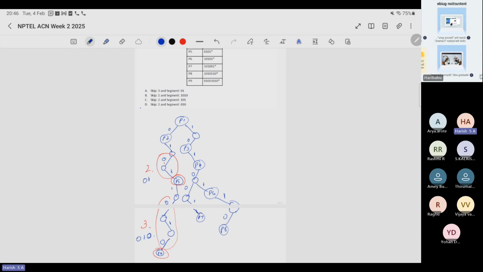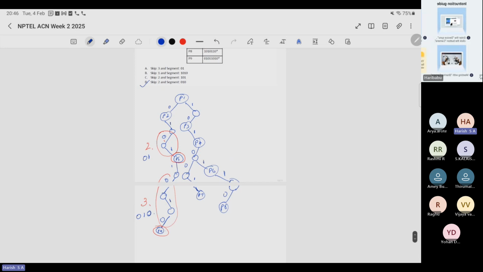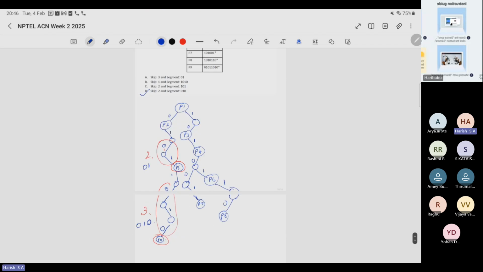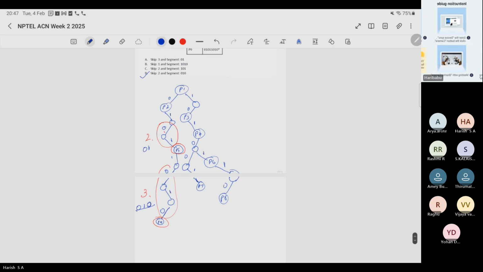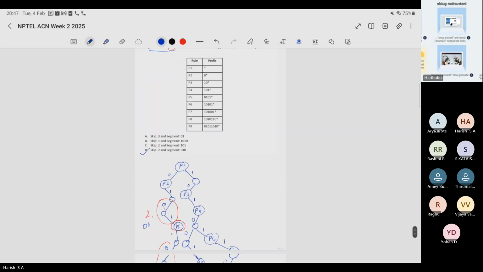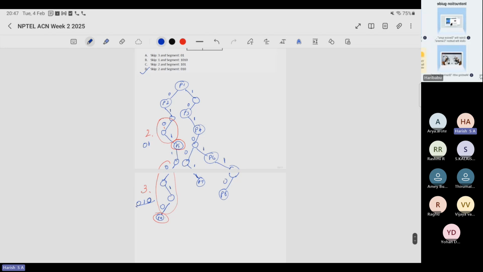So what is the answer? The answer is D. Skip 2, segment is 0 1 0, because they're asking the skip for P5, but the segment for P9. So the segment here is 0 1 0, and the skip for P5 is 2. Is this clear? If it's not, you can always go back to the recording and answer.